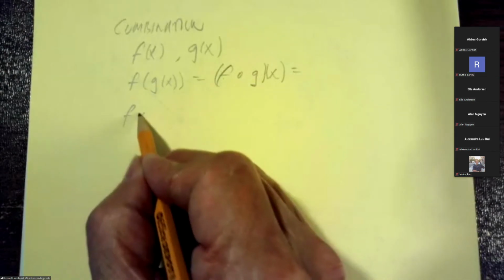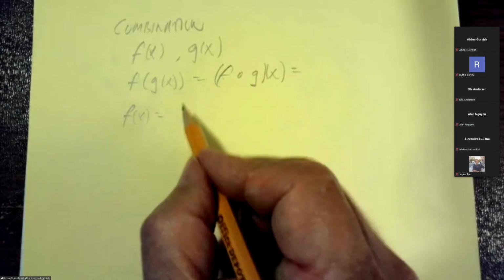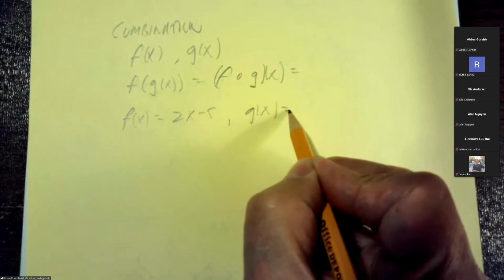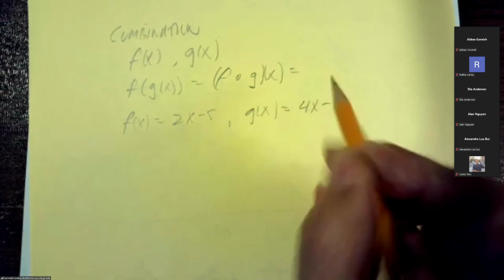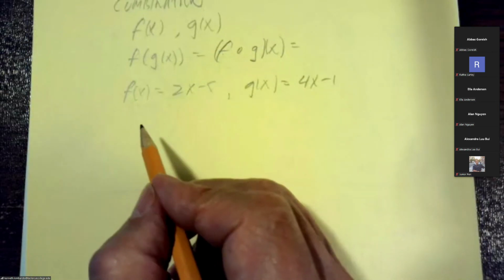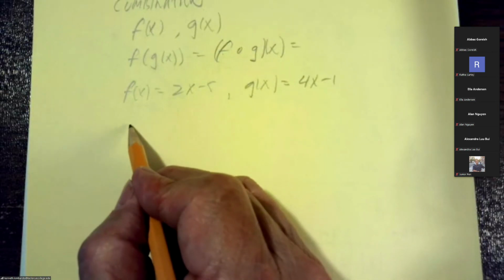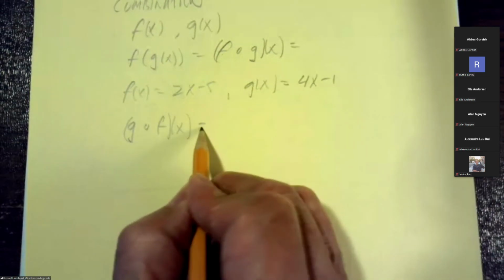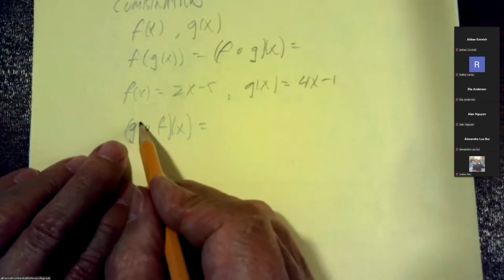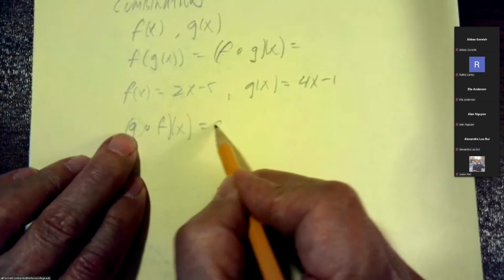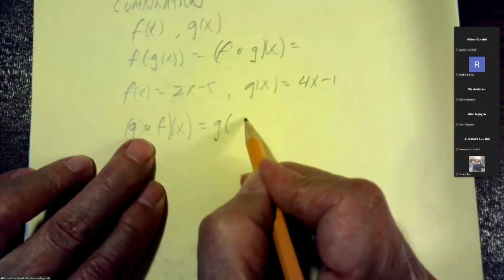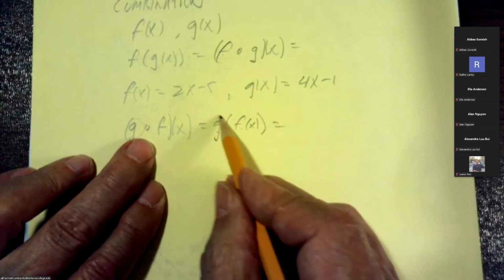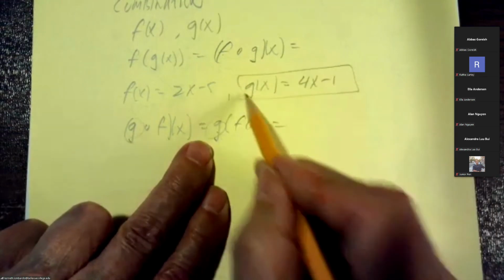And we have combinations of functions. If I say f of x, and we'll make this the last example, is 2x minus 5, and g of x is 4x minus 1. And I say find g of f of x. And you'll say, well, the outer function is g. I could rewrite that if I wanted to, f of g, or g of f of x. So g is the outer function.